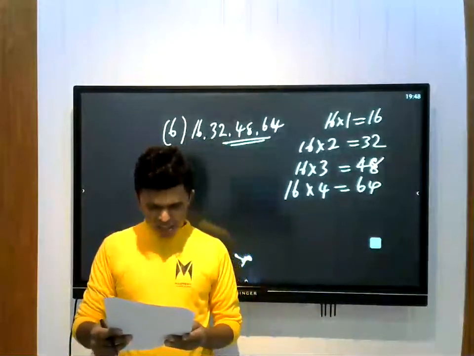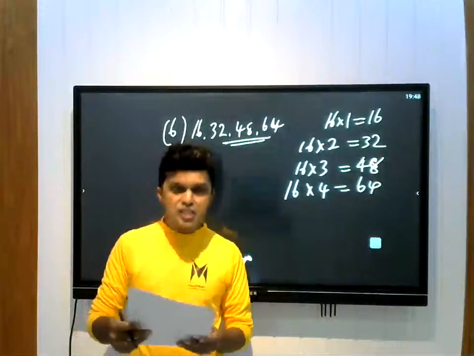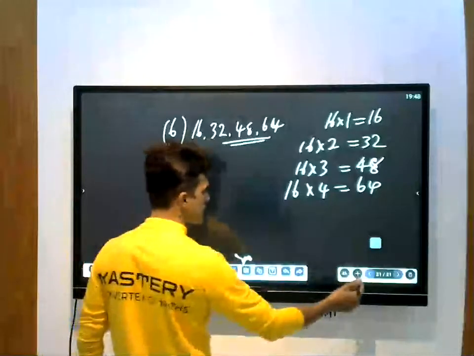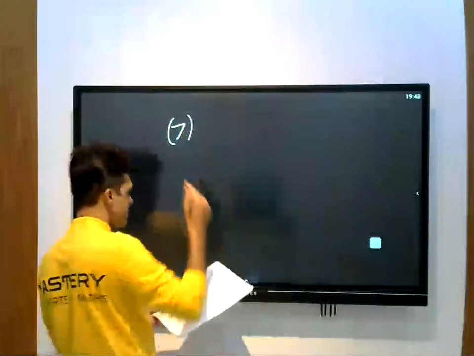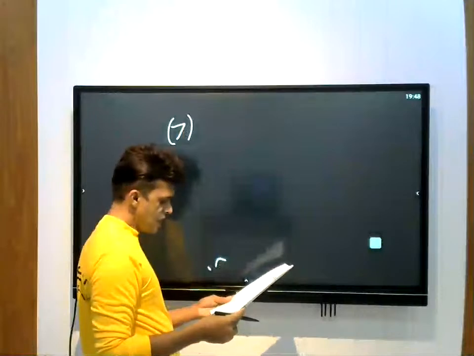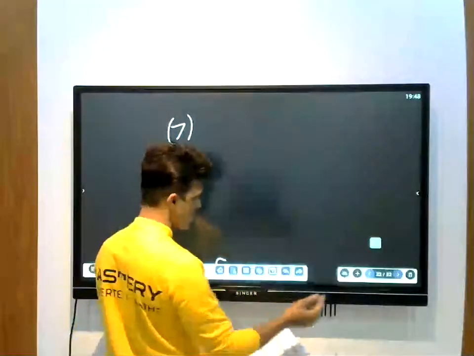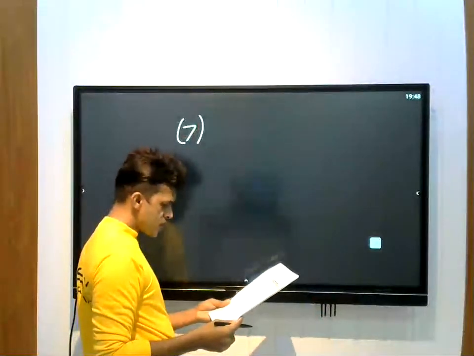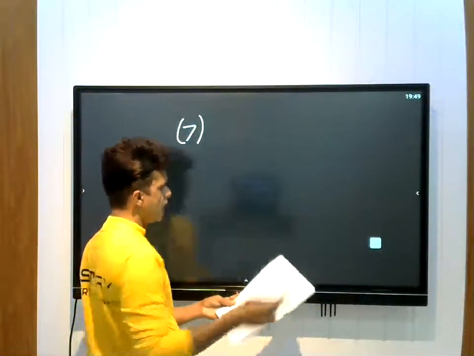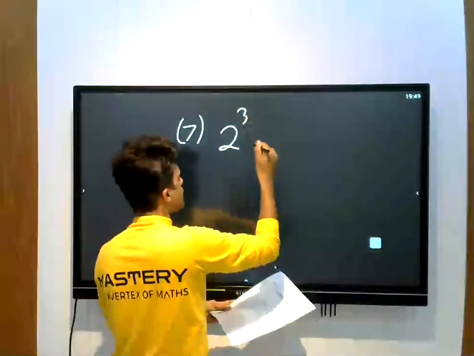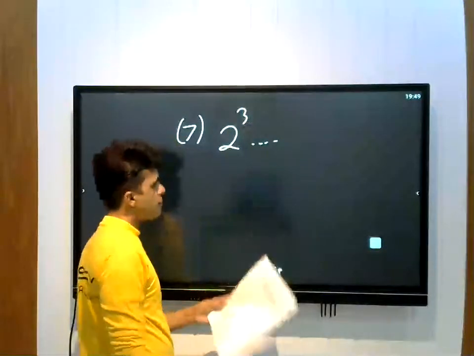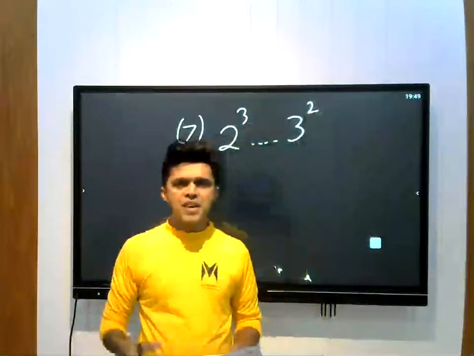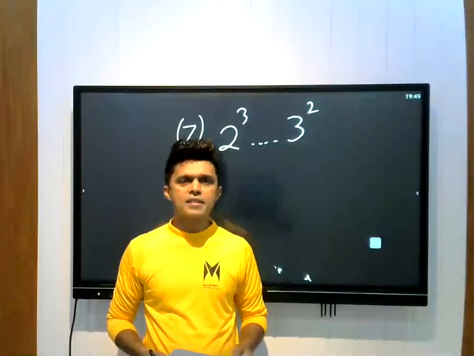The other question is the seventh question. How can we do the seventh question? The seventh question is, fill the blanks using the suitable inequality sign. The question is 2 to the power 3, blank, 3 to the power 2. How can you write the inequality here?